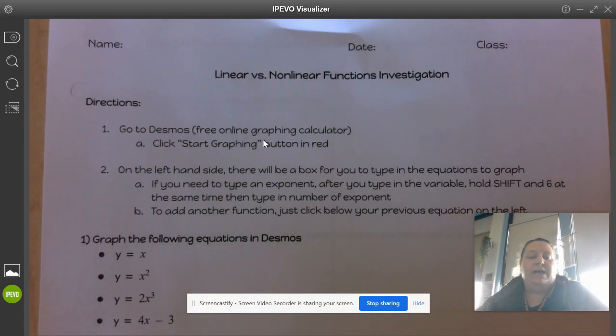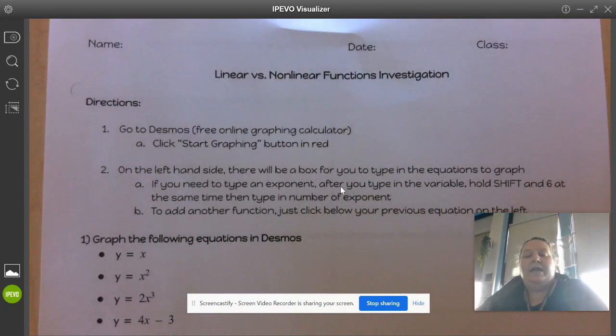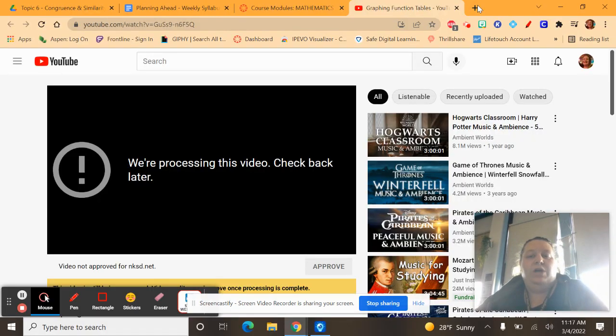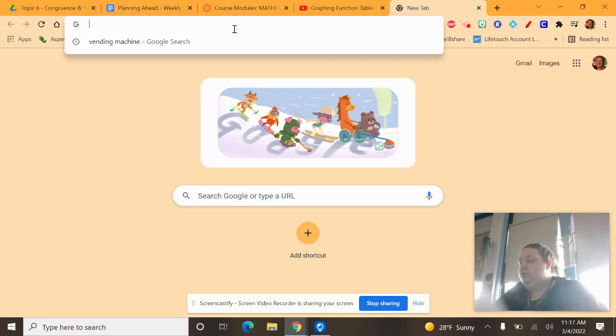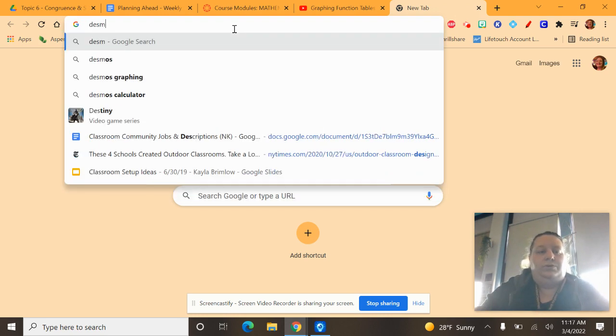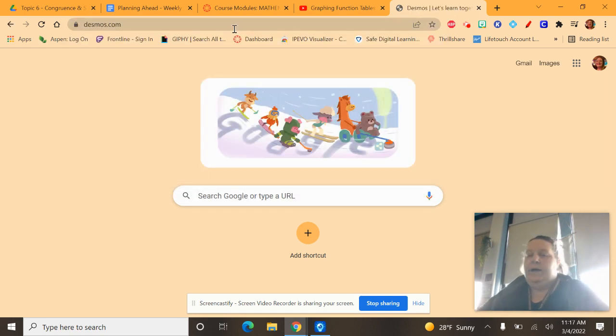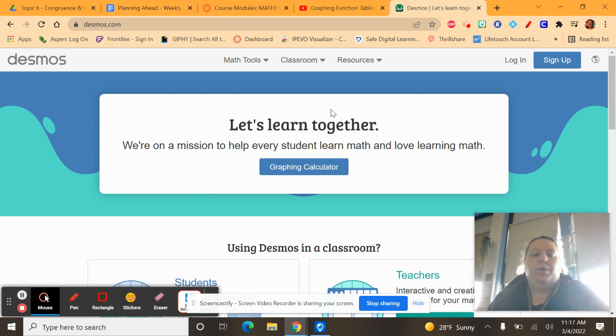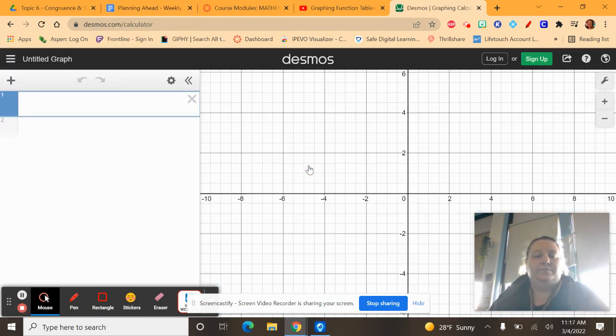So directions: go to Desmos, which is a free graphing website, graphing calculator. I'm going to show you how you can input these functions and see what they look like on the graph. Go to desmos.com. When you get to this website, you're going to click Graphing Calculator, and it's going to take you to something that looks like this.